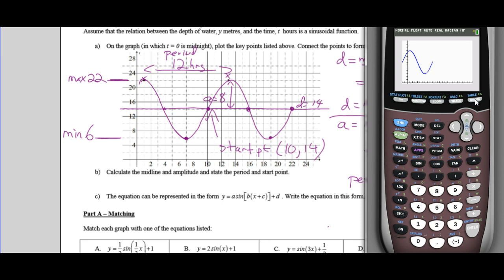Okay, and I'm going to graph the midline again just because I like to see the midline, right? So we'll let this go. 14. Okay, so does that match up? Well, I could look for the start point. That should be a 10, so I can go second calc, intersect, and just move back down here, go back, go back, go back.